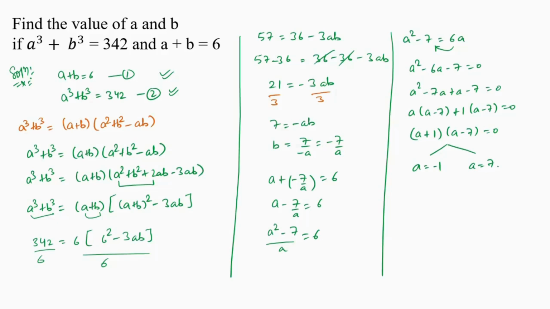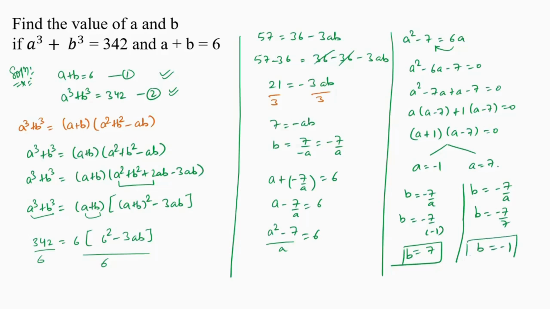Now we will substitute these values of a in b equals minus 7 over a, so that we get two respective values of b. So when a equals minus 1, b equals minus 7 over minus 1, and we get the value of b equals 7, and when a equals 7, b equals minus 7 over 7, and we get the value of b equals minus 1. So we get the respective values of a and b.